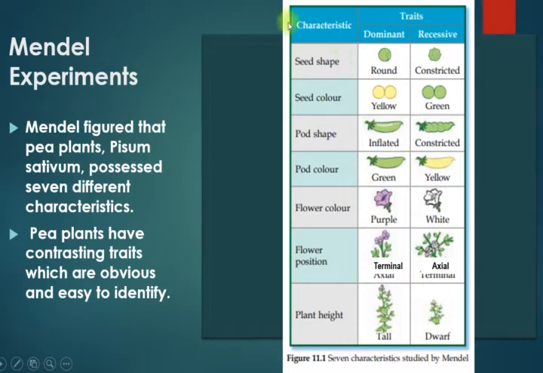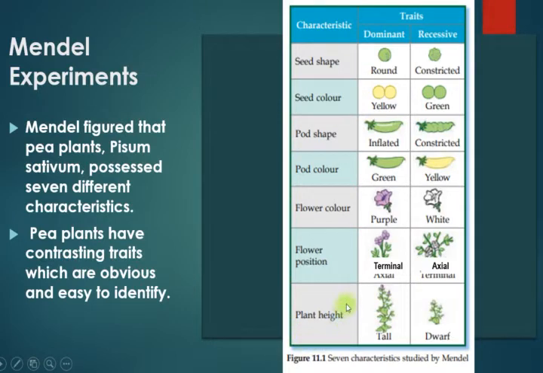What are the characteristics? The seed shape, bentuk biji dia, seed color, warna bijinya, pod shape, bentuk pod dia, and then pod color, flower color, flower position, and plant height. So these are the 7 characteristics shown by the pea plant.